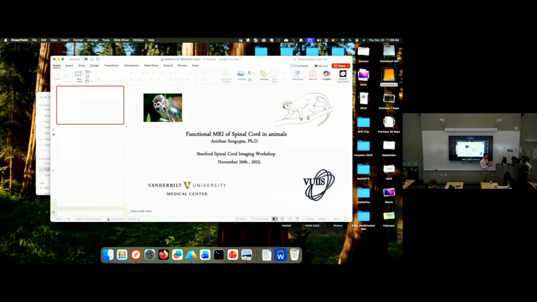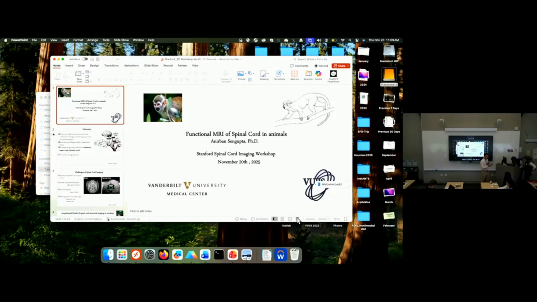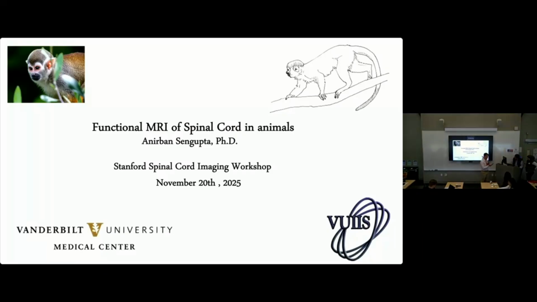Using animal models, he's revealing how the intrinsic functional networks, both intra and intersegmental connectivities, change in spinal cord injury, providing key insights into the impact of spinal injury on the central nervous system and the recovery of sensory and motor function. So thank you for being here, Anirban.